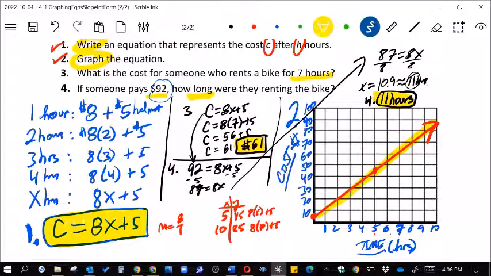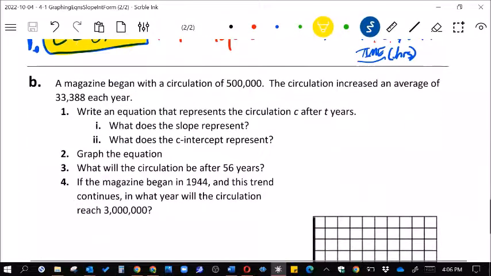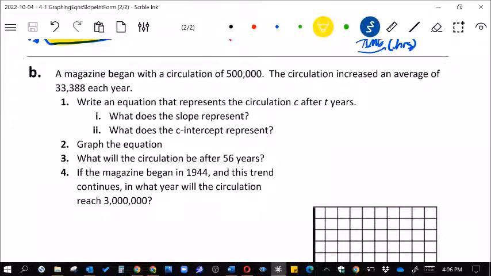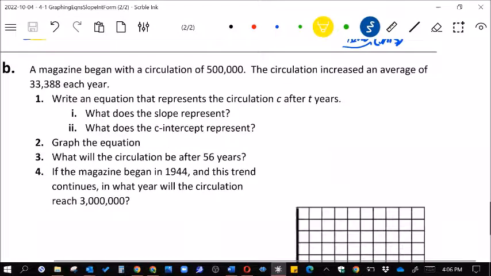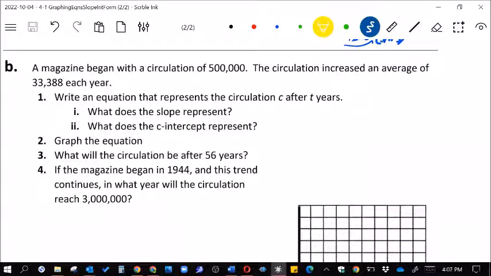So that's with making an equation, graphing it, and then answering a couple questions based on that graph or the equation. Let's take a look at one more here. Okay, now this is an interesting kind of problem. And it's going to use the same ideas, but it's going to be a little more complicated type of thing. So let's take a look at it.